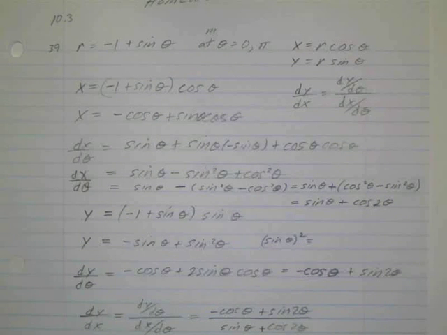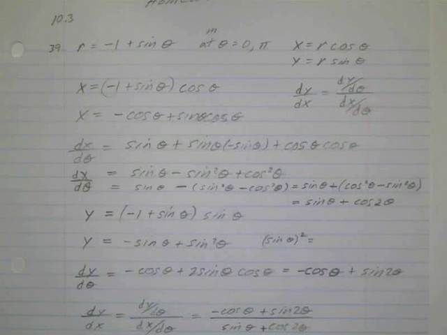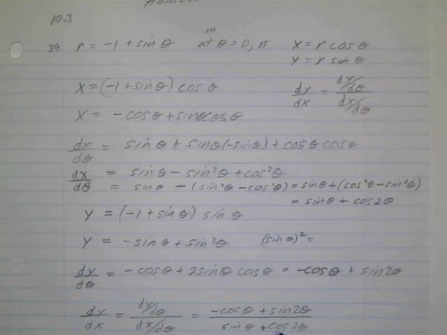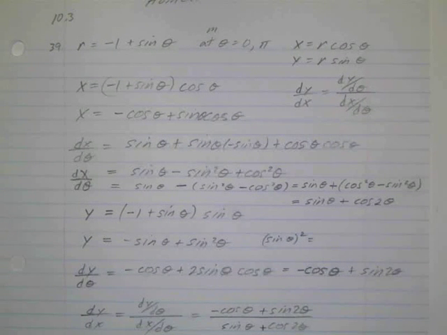Okay. Now we want to find the slope at theta equal to 0. So if I put 0 in here, the cosine of 0 is 1, so I've got -1. The sine of 2 times 0 is 0. Sine of 0 is 0. Sine of 0 is 0. And the cosine of 0 is 1. So I've got -1 plus 0 over 0 plus 1, which is just -1 over 1, which is -1.